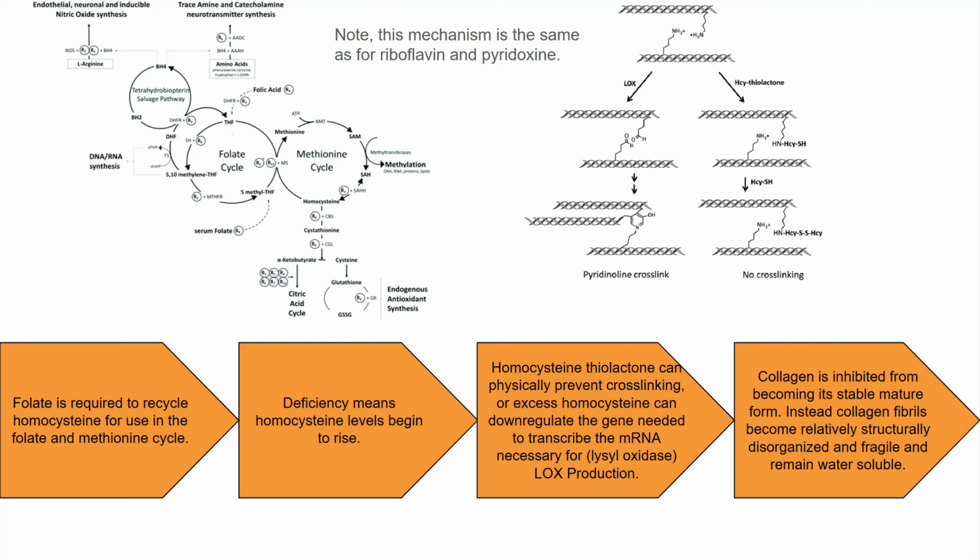the lysine residues. Homocysteine can also downregulate the gene needed to transcribe the mRNA for LOX production, necessary for proper collagen cross-linking. These aspects will inhibit collagen from becoming its stable, mature, insoluble form. Instead, collagen fibrils become relatively structurally disorganized and fragile and remain water soluble.